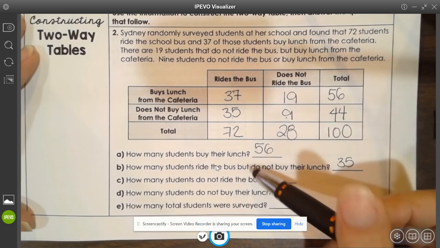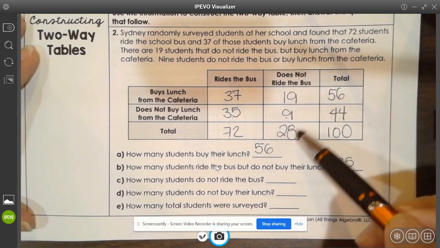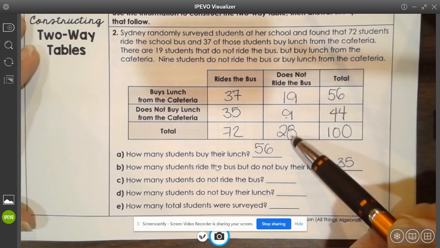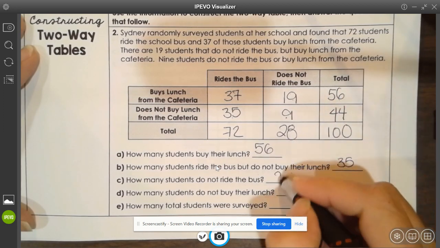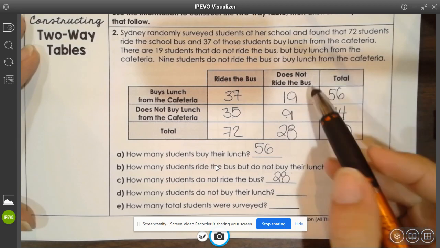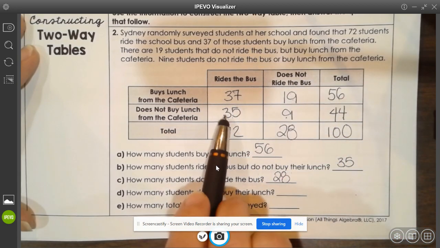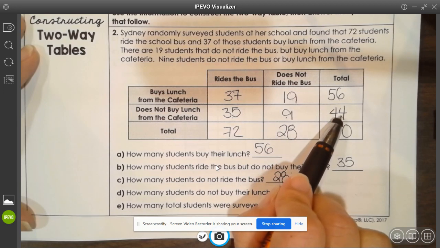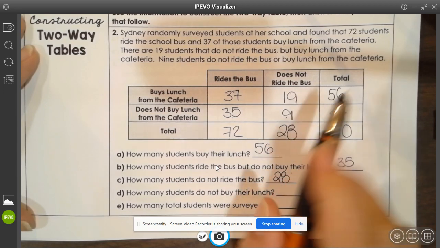How many students do not ride the bus? They do not ride the bus. That's a total of 28. Whether they buy or they don't buy lunch, it's a total of 28 students. How many students do not buy their lunch? So the ones that do not buy their lunch, whether they ride the bus or not, they're asking you for the total. That is 44.